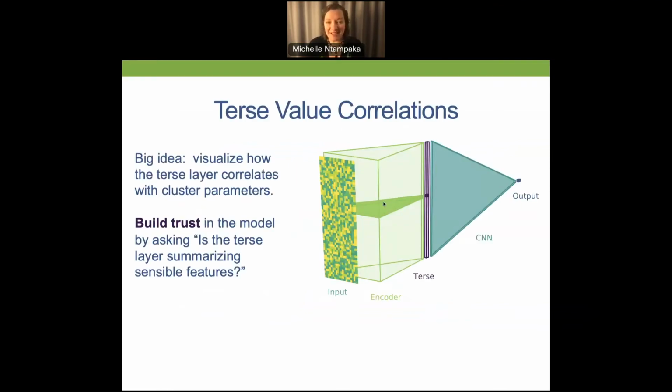The big idea here is we're going to visualize how the terse layer correlates with cluster parameters. As a quick reminder, I'm showing the architecture on the right-hand side, and the terse value, as we know, is going to be something like a mass proxy. This is going to help us build trust by asking, is the terse layer summarizing sensible features? So let's go ahead and visualize how the terse layer correlates with cluster parameters.